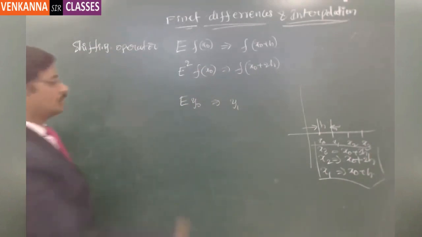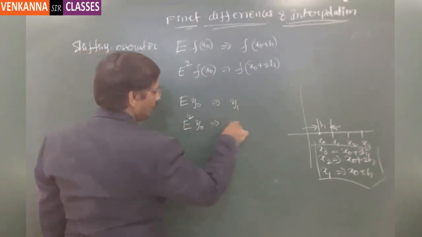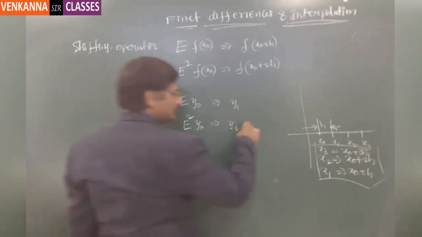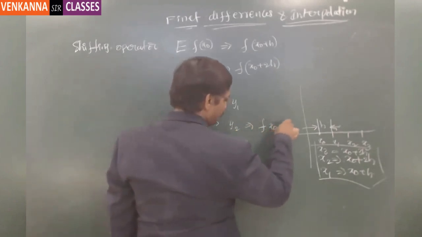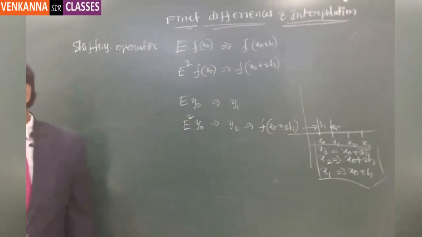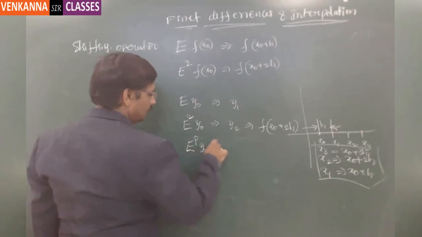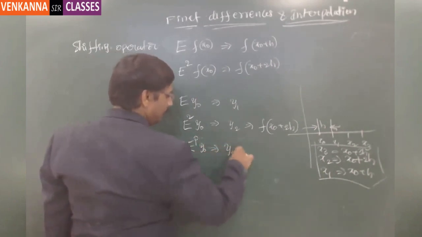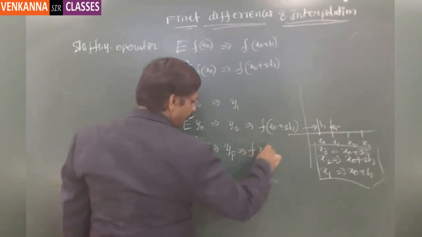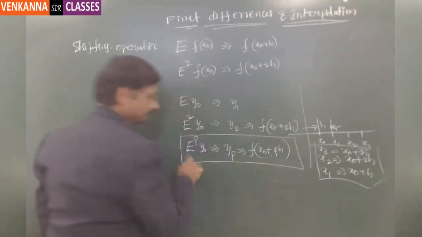Got it? So here, E squared of y naught is equal to y2. So y2 is essentially f of x naught plus 2h. This is how it is going to shift. Got it? So E power p of y naught is going to be yp, and this is essentially f of x naught plus ph. So this is the popular relation.